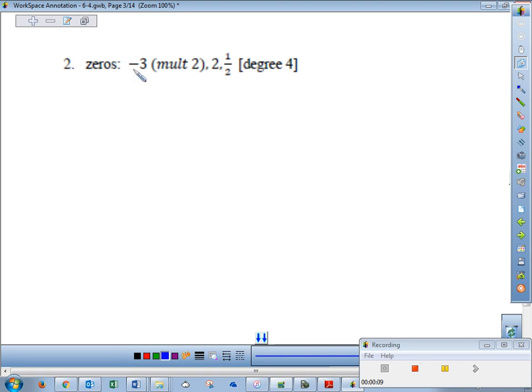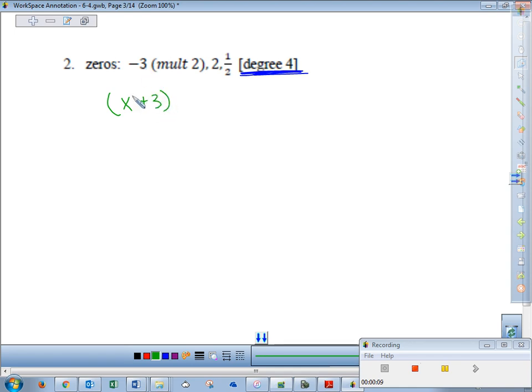Number 2, let's put him in factored form. They give me zeros. It's supposed to be a 4th degree polynomial. They give me the zeros of negative 3, and it's got multiplicity of 2, 2 and 1/2. So when I start with this negative 3, I will put x plus 3. It's just the opposite of what that is.